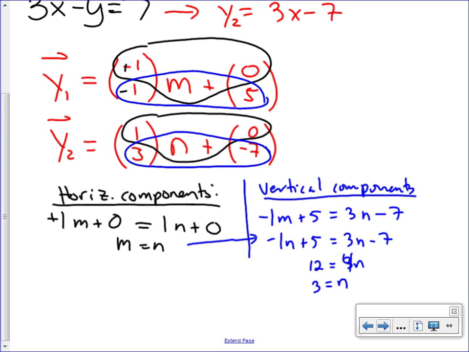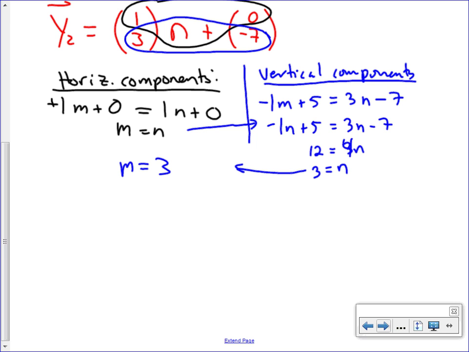Yeah, Samara caught that one where we had to switch the negative to the bottom. Oh, I went the other way. Yeah, I got 4 and 12. So if 3 is n, then that means m has to also be 3.